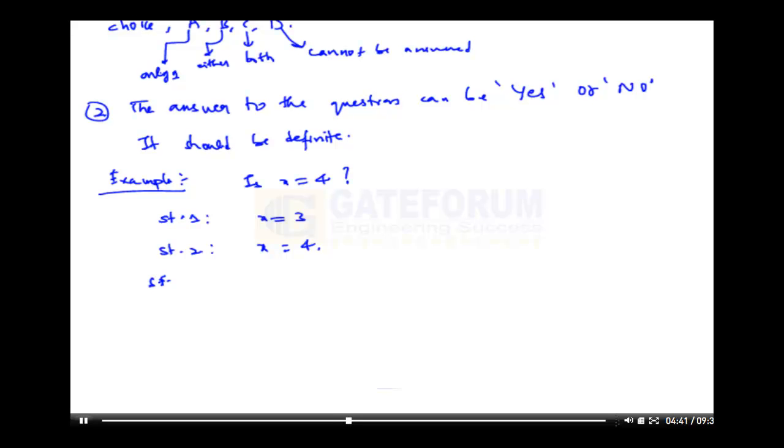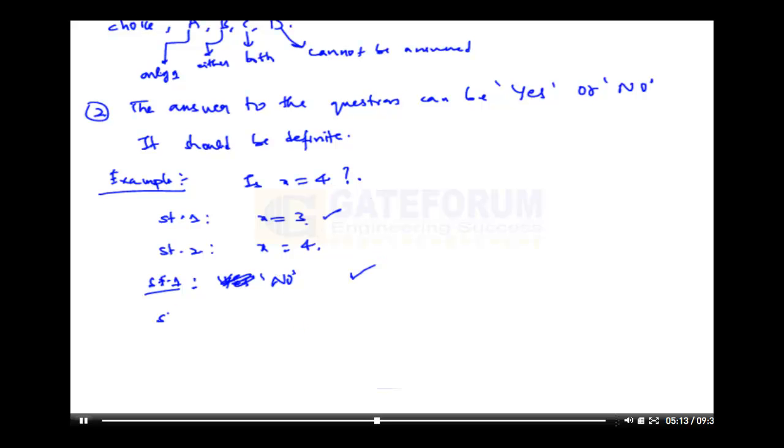Statement 1 is sufficient because by statement 1 we are saying x is equal to 3. Although it contradicts the given question, we can tell the answer. Here x is equal to 3, and the question is, is x equal to 4? Therefore, the answer is definitely no. So by statement 1 we can answer.